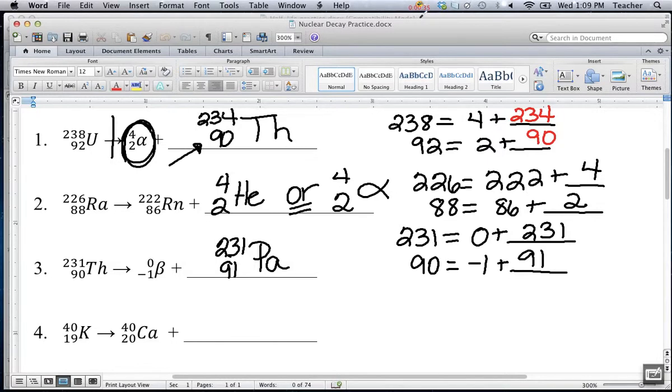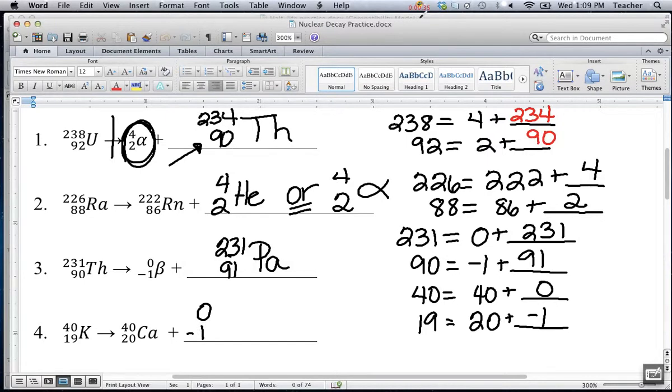Number 4, on the top I have 40 is equal to 40 plus 0. So it's going to have a 0 on top. And then I have 19 is equal to 20 plus a blank, which would be negative 1. Now this one I definitely can't use my periodic table for because I don't have any element that has an atomic number of negative 1. But if I look at my subatomic particles and my radioactive particles, I can actually have two options. I have a beta particle, or, because those are the same thing, that is an electron.